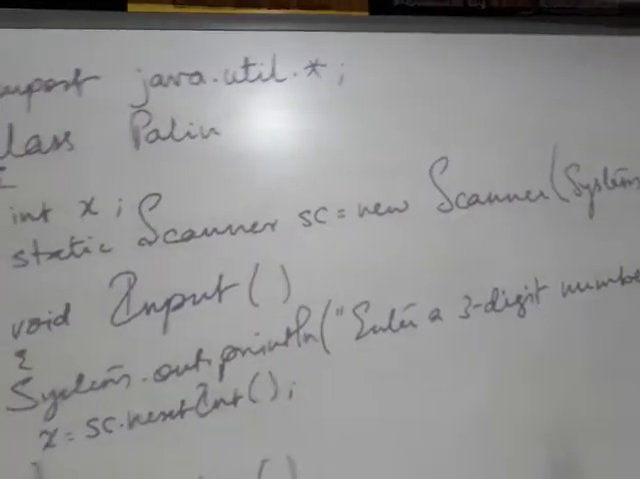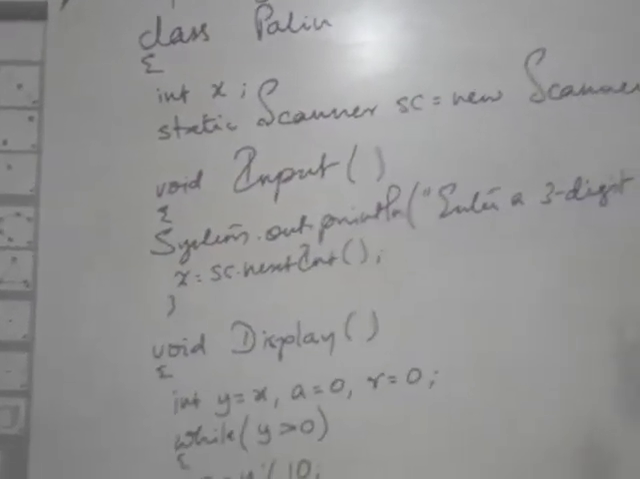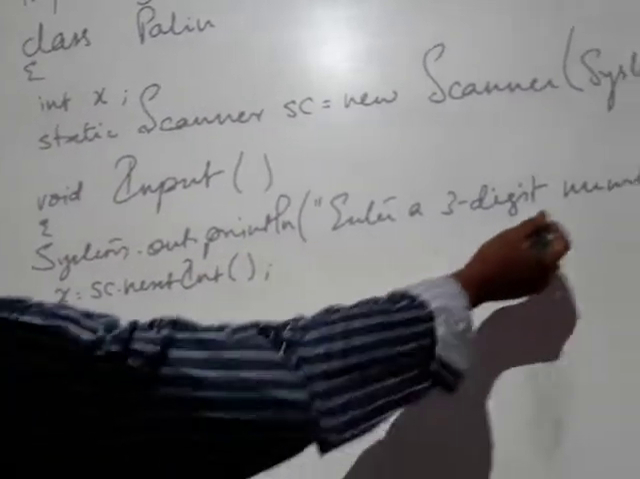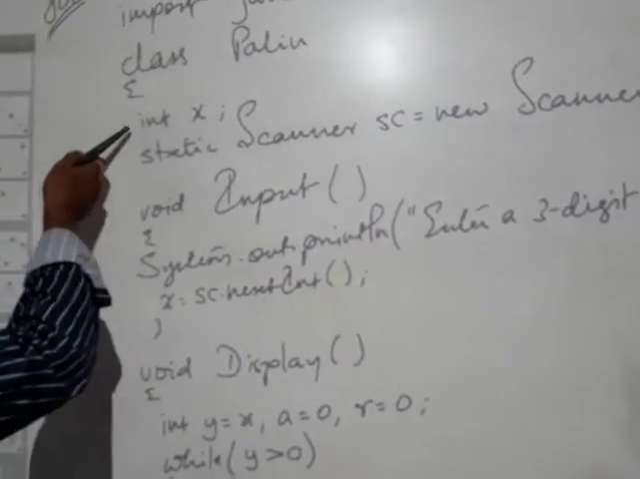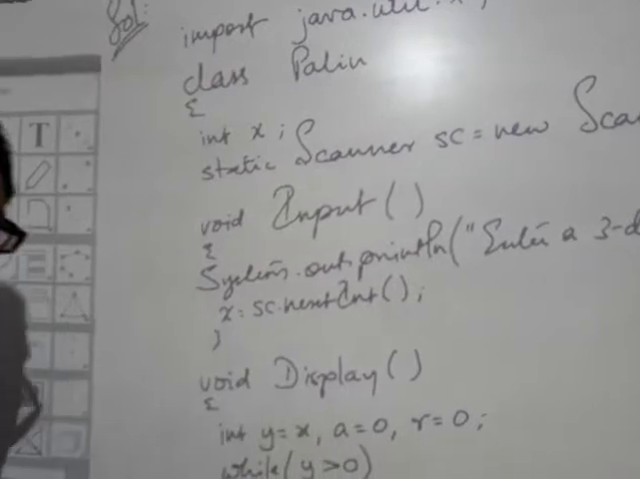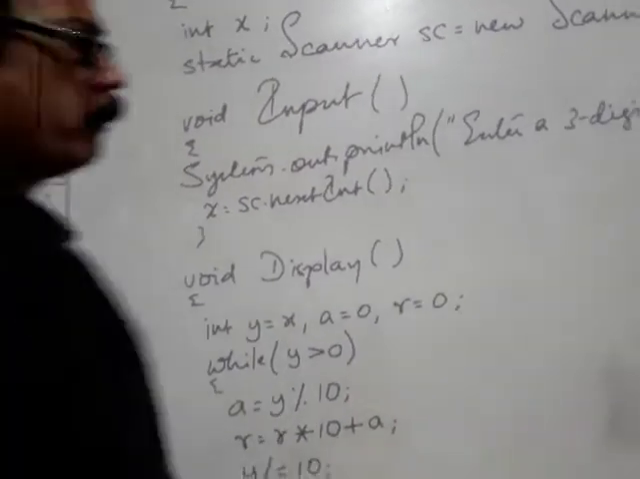Look at this function, void input. The void input function over here is to accept a 3-digit number. x is equal to sc.nextInt(). Remember, since you have already written the data type, there is no need of repeating the data type out here. Then the next function is your void display.